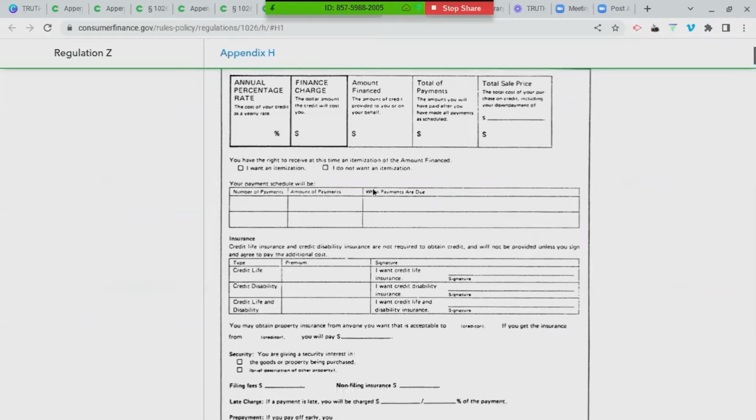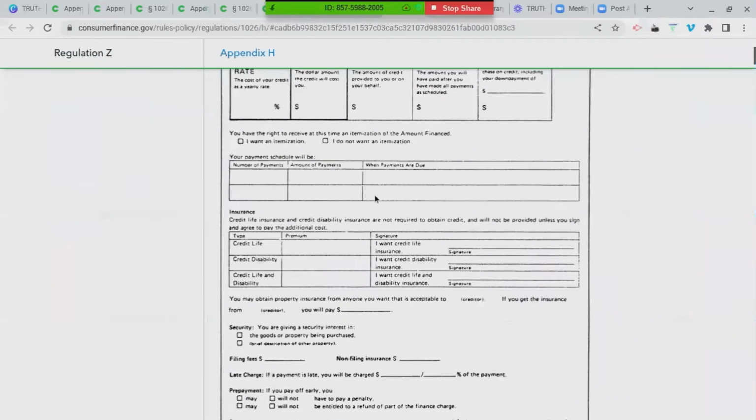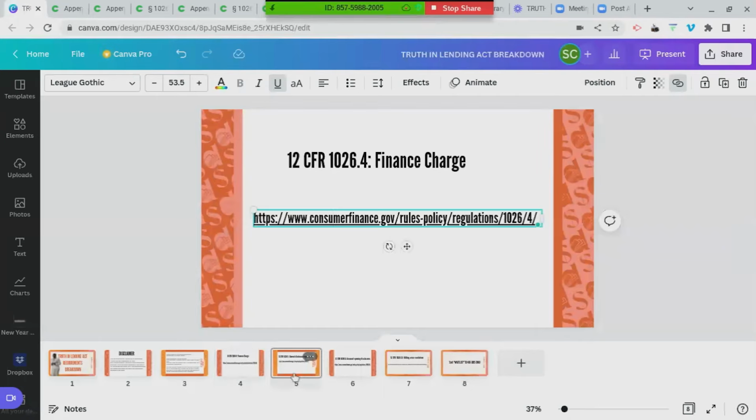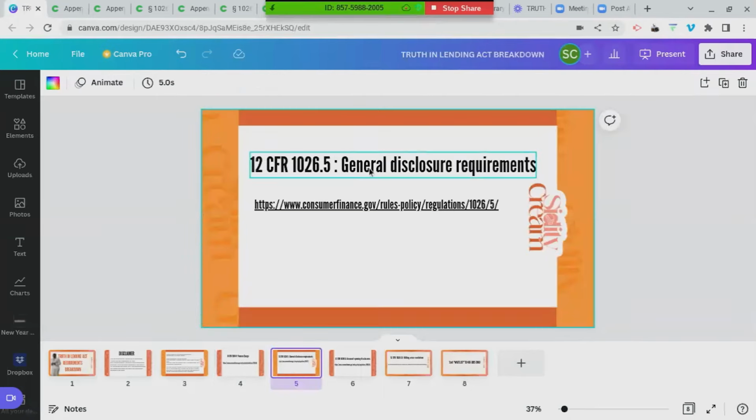So you will definitely find some violations in this H1 credit sale model form, but this is what it looked like for any of you who don't know what the H1 credit sale model form looks like. Going back to our slide and getting into the general disclosure requirements, 12 CFR 1026.15 is the general disclosure requirement.